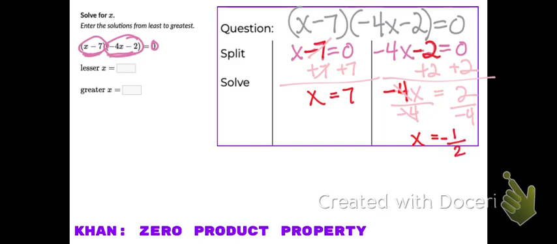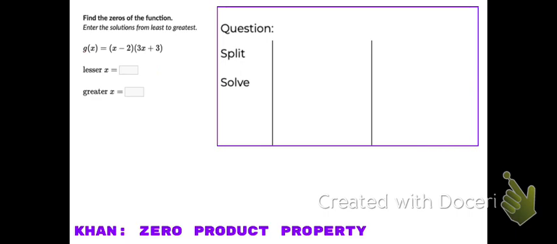So these are our two answers. Which one is smaller? The negative. So I'm going to put the negative 1/2 in the first box and the 7 in the second box. This one looks a little different. It says find the zeros for this function.